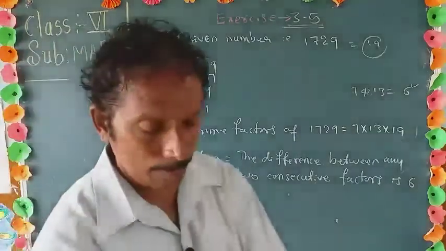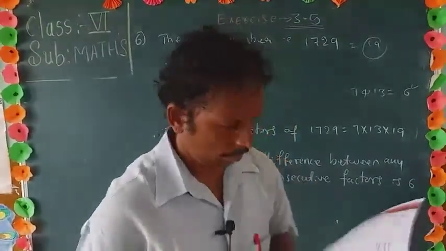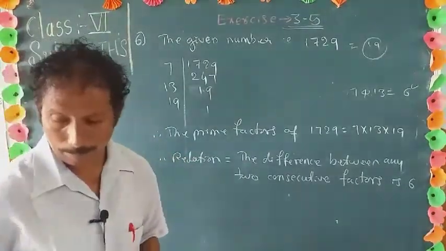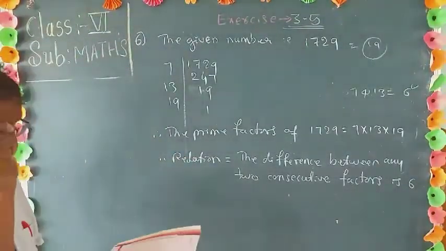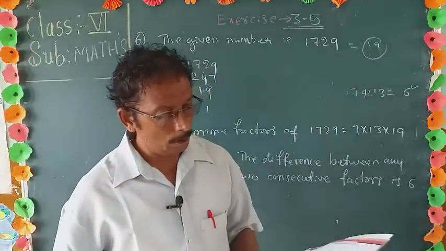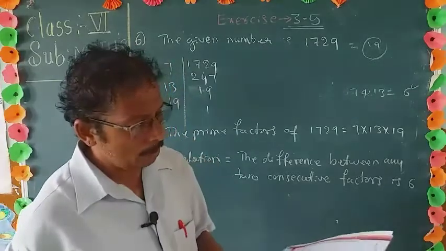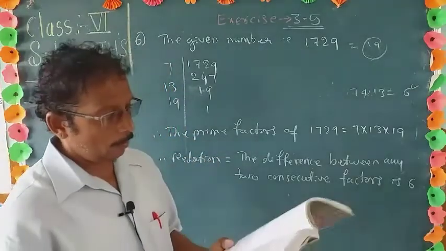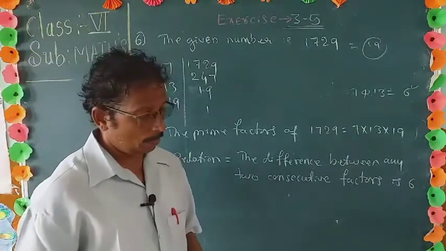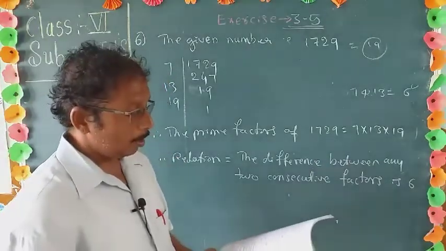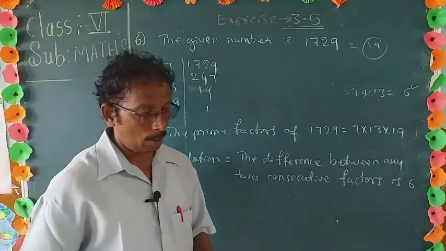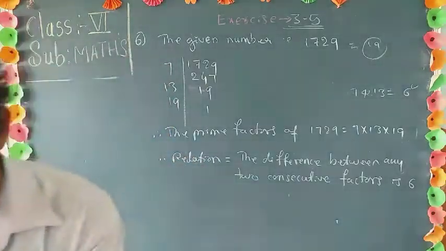Next question, number 7. In question number 7, the product of three consecutive numbers is always divisible by 6. Verify this statement with the help of some examples. The question says that the product of three consecutive numbers is always divisible by 6. Let us try this one.